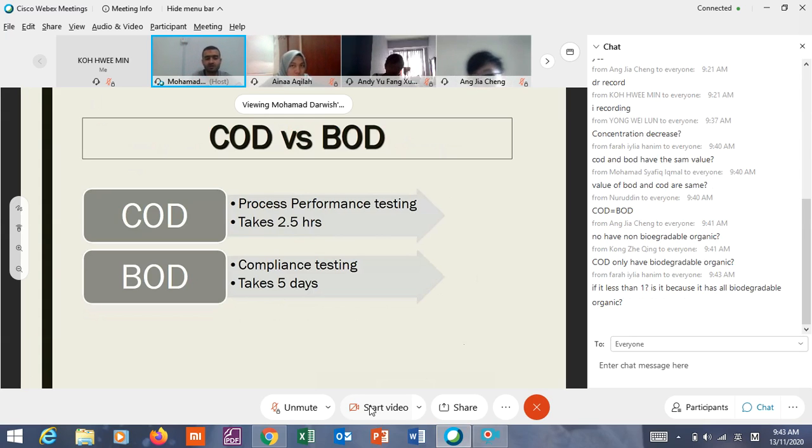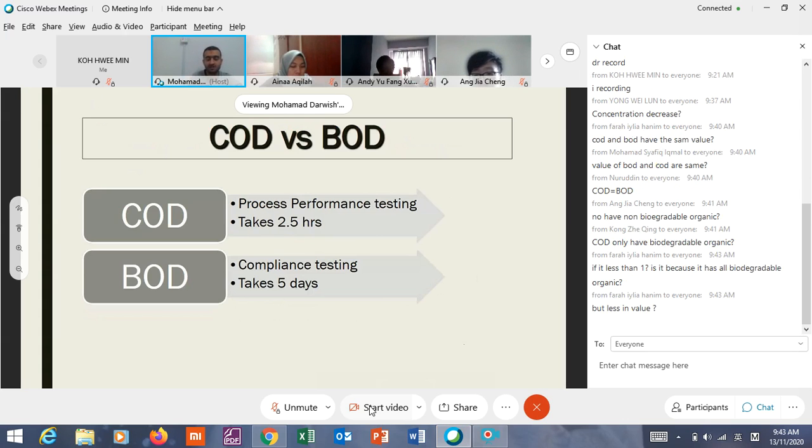Because BOD takes 5 days, we cannot monitor the day-by-day treatment of wastewater using BOD. It's difficult using BOD. So we have to use COD, because if I put the sample in today, I will have the final result only after 5 days. So after 5 days, I will see if the treatment was okay or not.